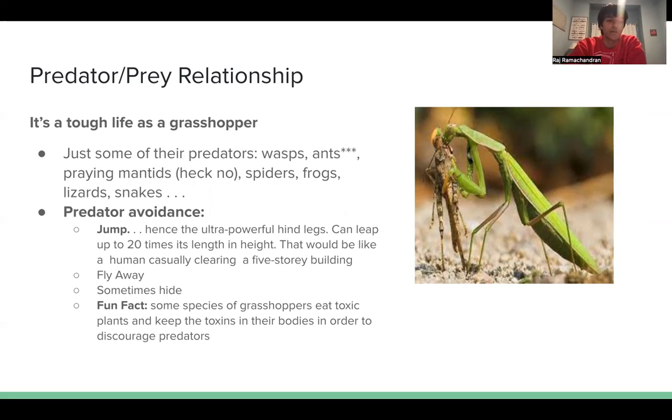Fun fact: some species of grasshoppers actually eat toxic plants on purpose. I guess they've developed some sort of immunity to them, and they keep the toxins in their bodies in order to discourage predation. That was an interesting adaptation, but that's only some specific grasshoppers.